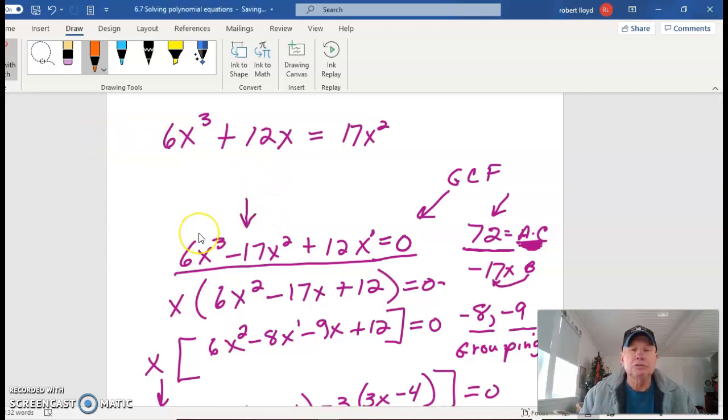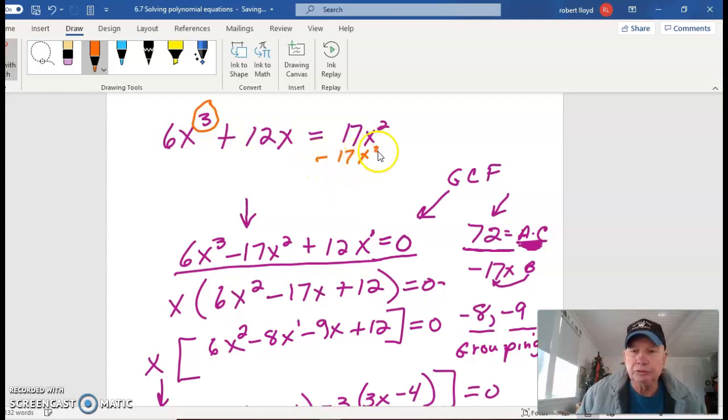Okay, continuing on with 6.7, the B part. A couple more involved examples here. So if we have one where we have a cube term, that means we are going to get three answers. So the first thing we need to do is to get all the terms on the left side and 0 on the right.